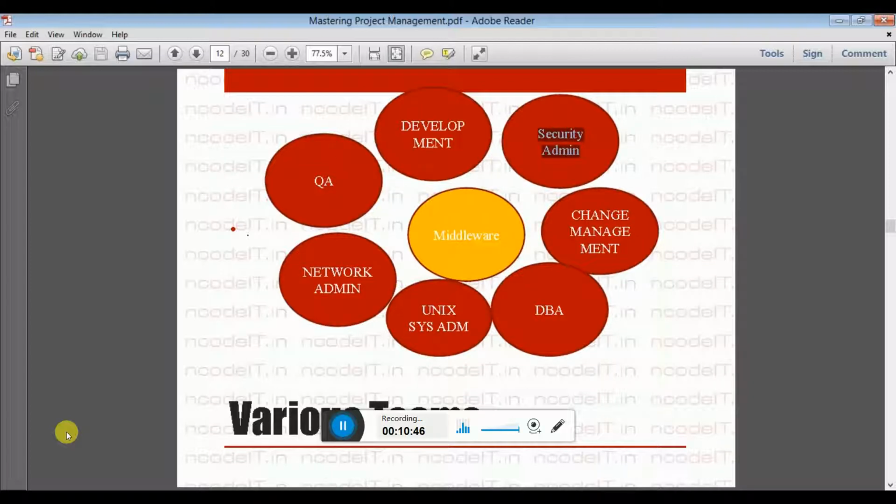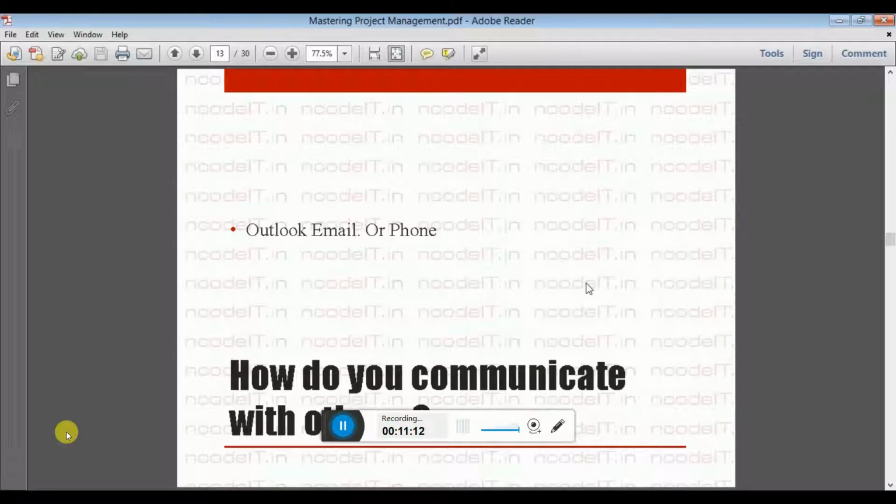Apart from all these things, there is a separate team that takes care of change, which is called the change management team. So we will see what a change management team is, what they do, how they handle all these things together. So these are the various teams that you are coming across in a general project: testing, development, DBAs, network admin, Unix admins, then security admins, change management team, all this stuff.